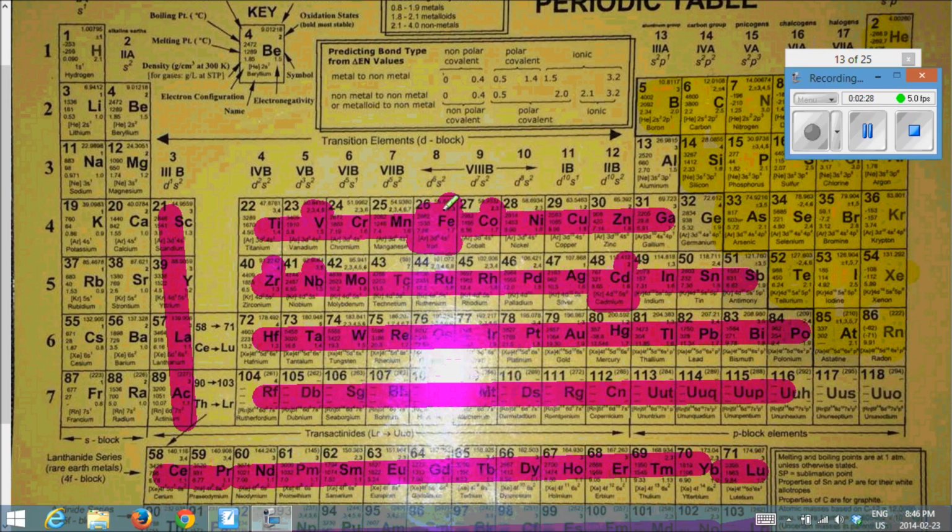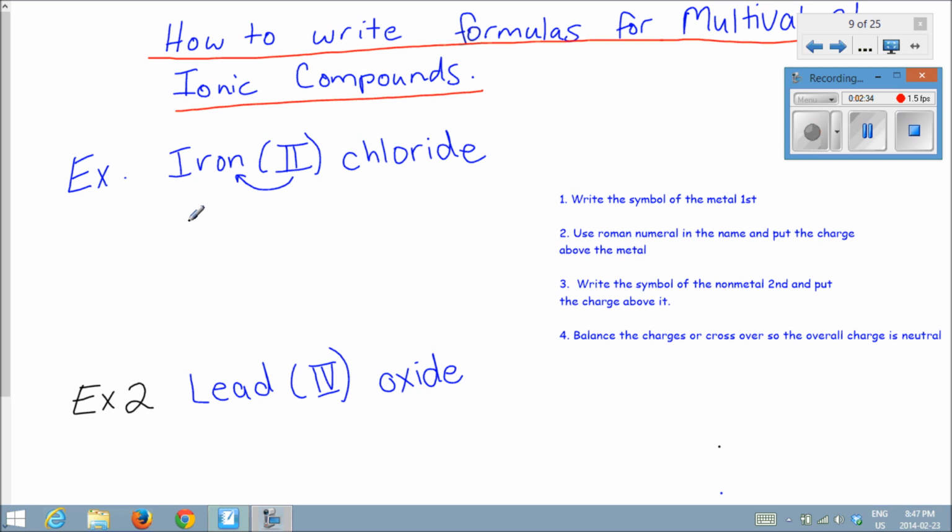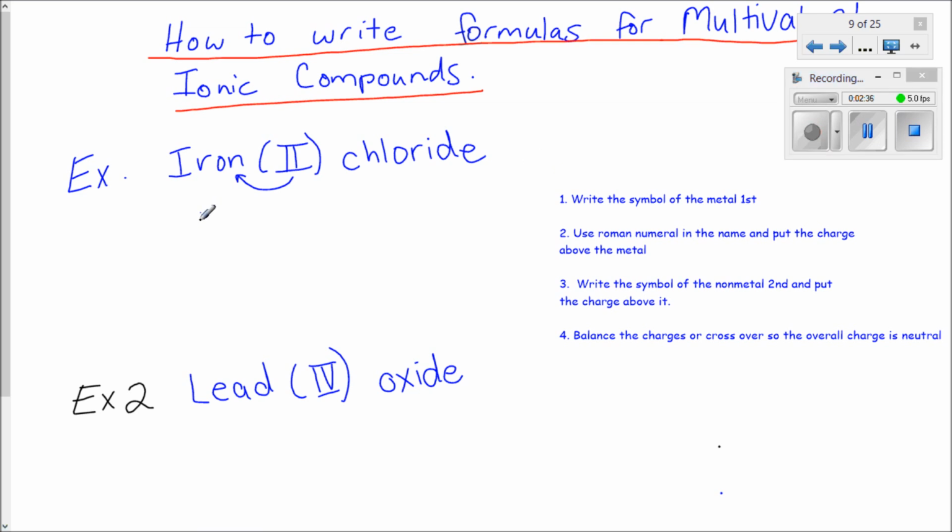So we see that iron, again, in our previous example, can have a 2 or a 3 charge. So what we do to answer this is we know iron. We write the symbol for iron, which is Fe from the periodic table. And it has a 2 plus charge. That 2 comes from this Roman numeral 2. I know what it is. I don't even have to look at the periodic table. It says it's a 2.